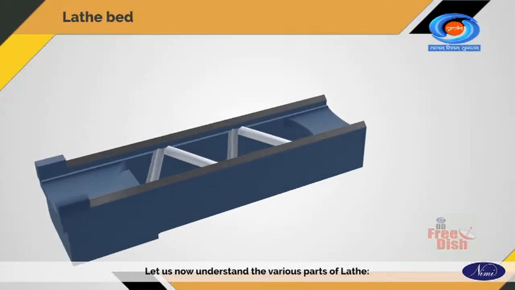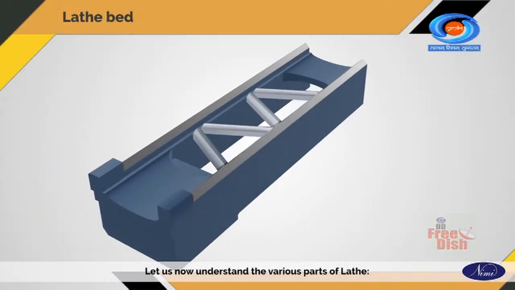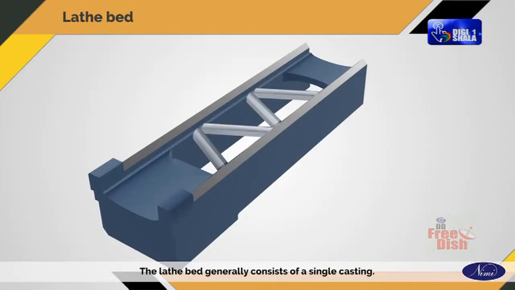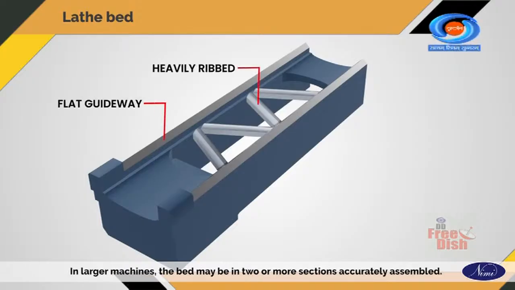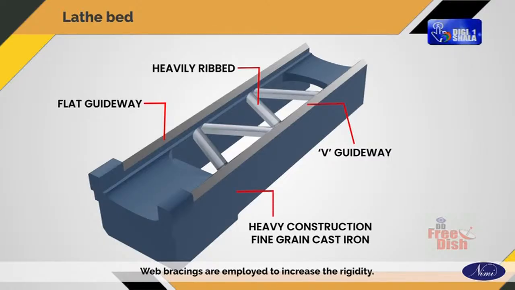Let us now understand the various parts of lathe. Lathe bed. The lathe bed generally consists of a single casting. In larger machines, the bed may be in 2 or more sections accurately assembled. Web bracings are employed to increase the rigidity.